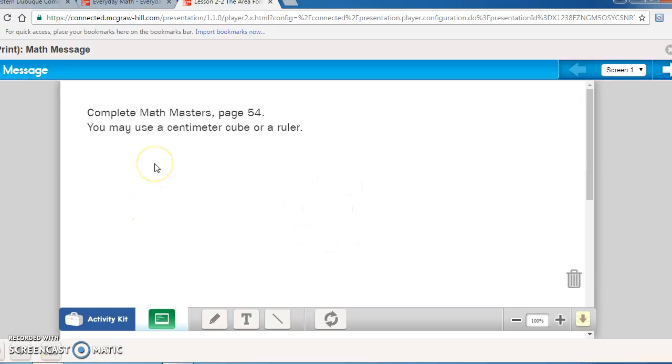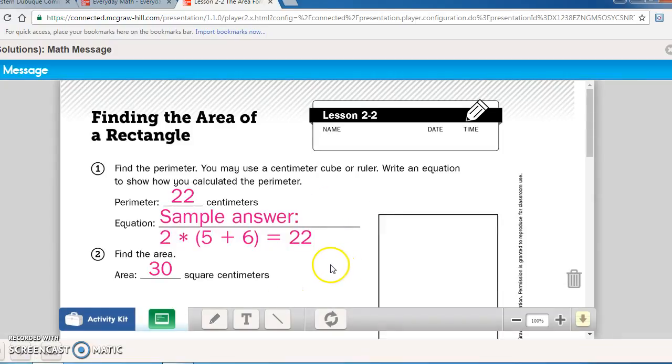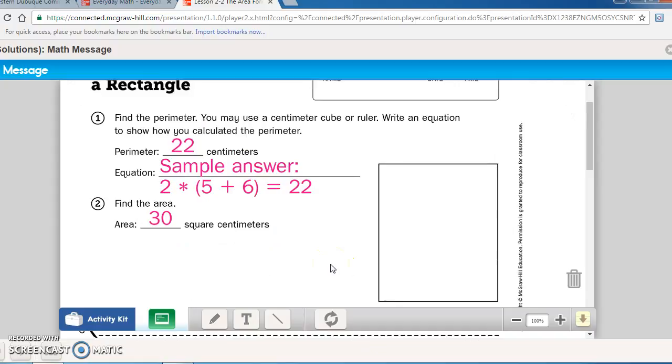So complete Math Masters page 54 was just done for you. And here were the answers just clearly written out. Remember, perimeter is the length of the boundary around the shape. So kind of like a fence is. It holds in the cattle. That's your perimeter. Area is the amount of the surface inside that closed boundary. So that's like the grassy area where the cattle are grazing.